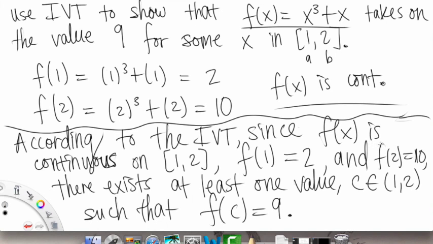All right? So that's it for that problem. Now on to the next one.